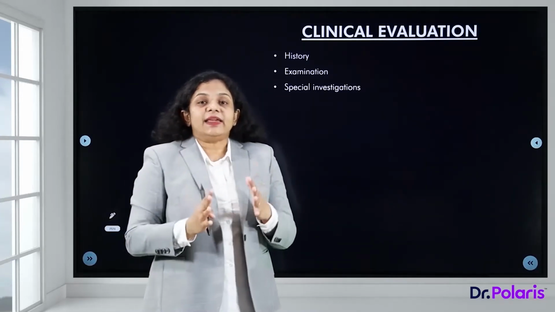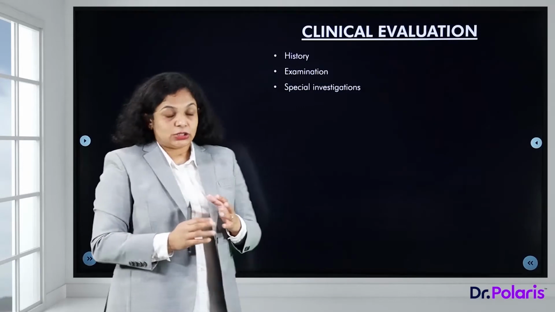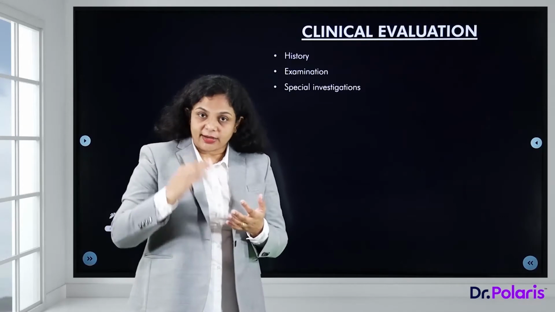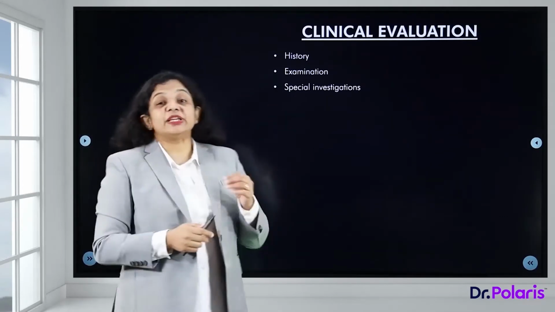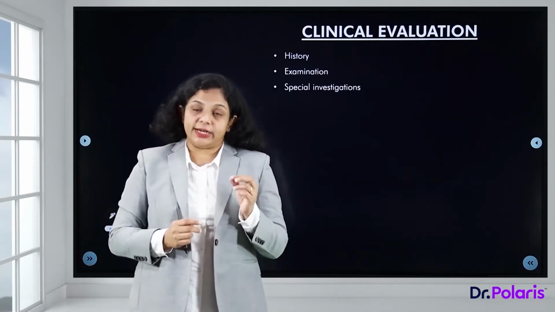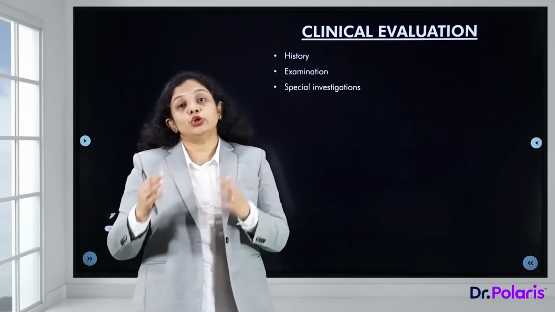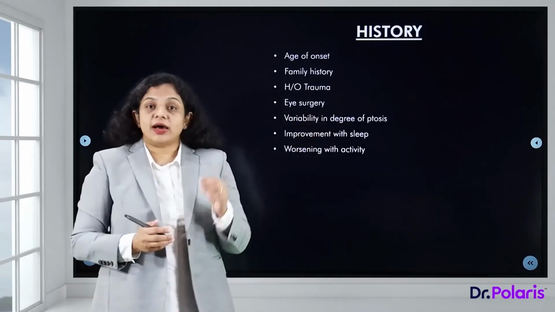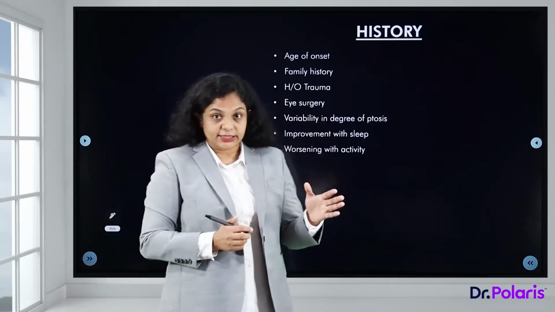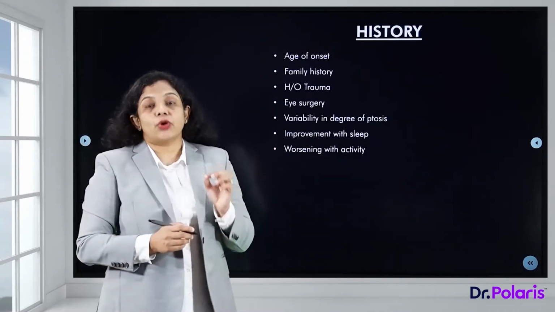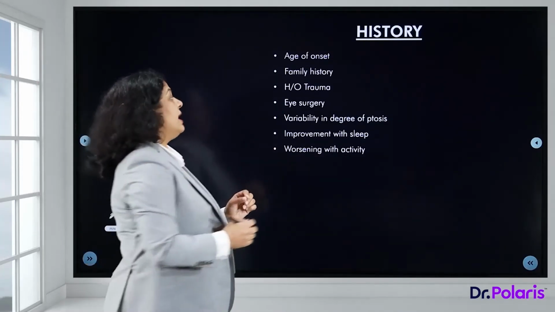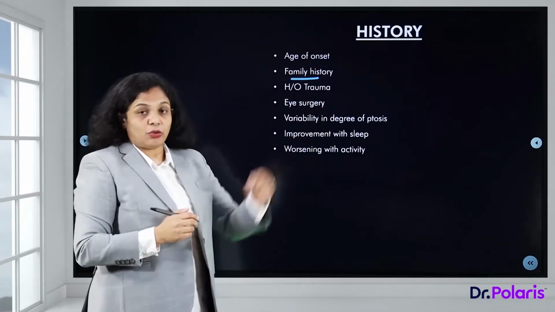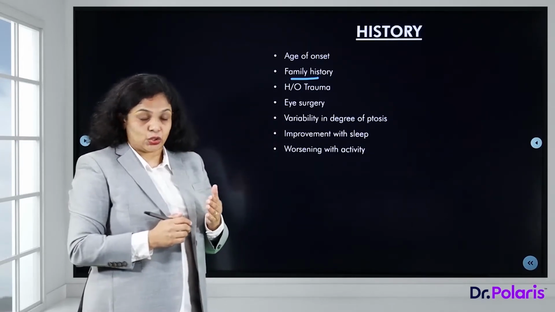Coming on to the clinical evaluation of a patient with ptosis. So we need to take a detailed history. The examination has to be done in detail, and there are some special investigations that we will do to find out what type of ptosis it is. In history, we need to ask the patient or the guardians what was the age of onset of the ptosis. In addition to that, if there was any family history of ptosis, you want to see if it is a hereditary condition or not.